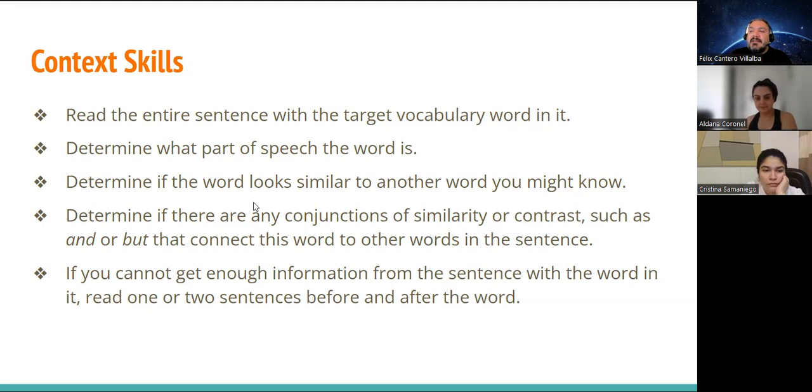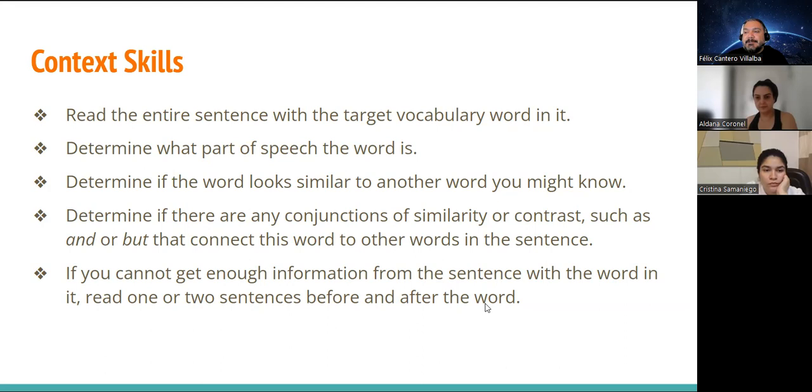Then the conjunctions are important because if you use similarity, the word that comes after and is probably something related to this. And if it's but, maybe it's an opposite. So those are important for you to understand.